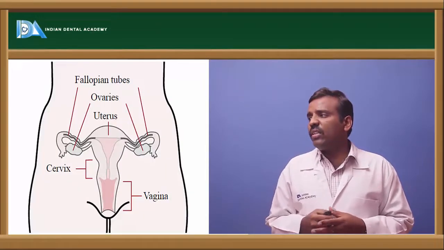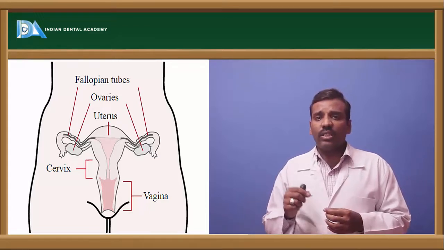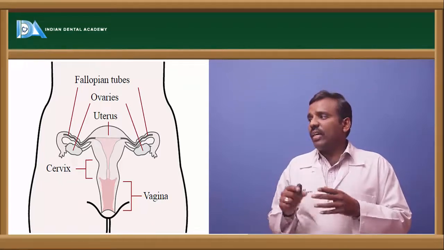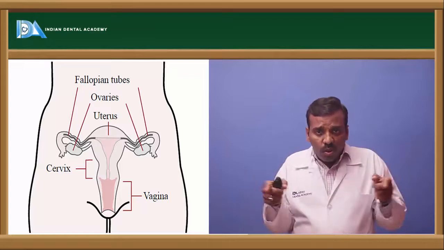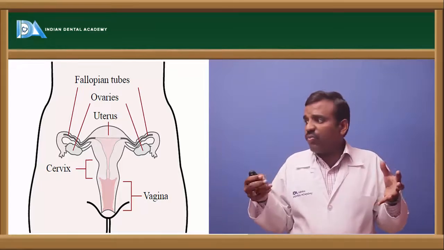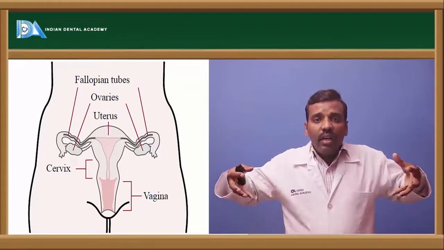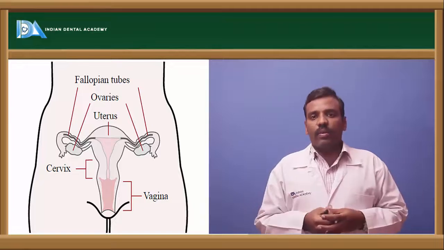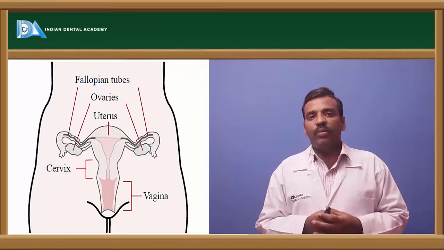Next, if you see this diagram, the internal genital organs start with the vagina, which is connected to the cervix, and then to the uterus. The uterus is connected to the two fallopian tubes, and there are fimbriae present like fingers, and those fimbriae bind with the ovary. A pair of ovaries are present in the female reproductive system.